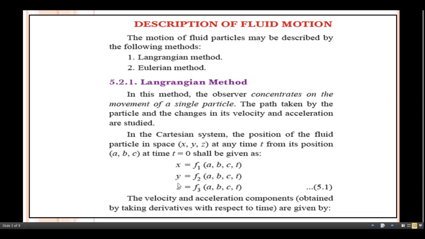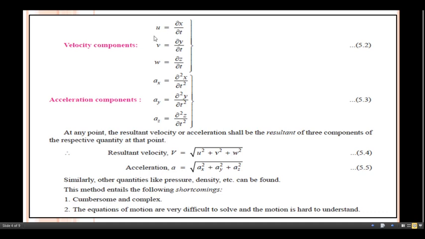Here x, y, z are functions of a, b, c and time. So a, b, c is nothing but the initial position. So every coordinate x, y, z is a function of a, b, c and time. The velocity and acceleration components are obtained by taking the derivatives with respect to time. So this can be given by this relation.